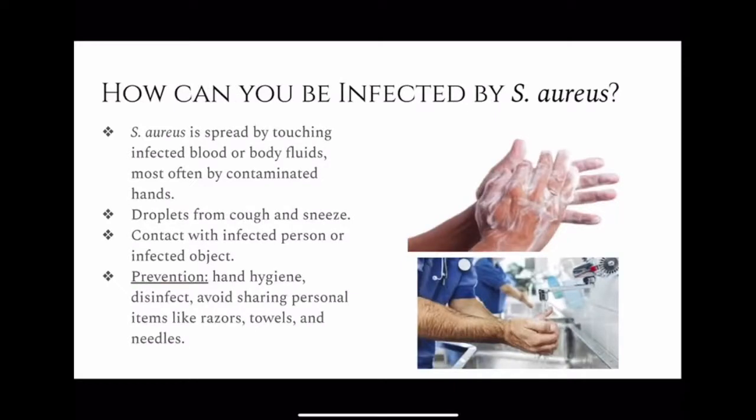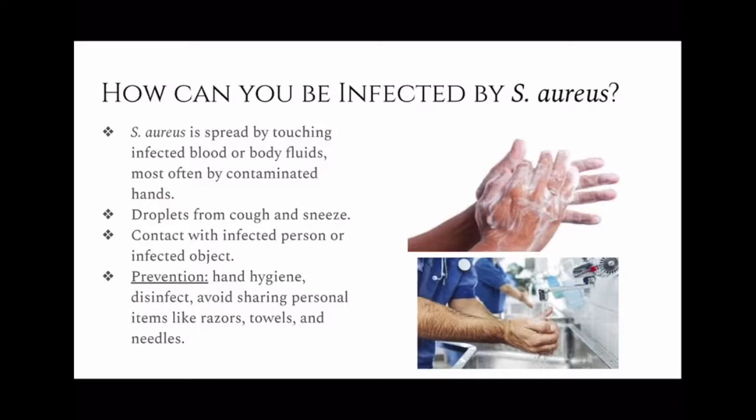So how can you be infected by S. aureus? It is spread by touching infected blood or body fluids, most often by contaminated hands. You can also inhale droplets from a cough and sneeze of an infected person. You can also come in contact with an infected person or infected object and contract the disease that way.